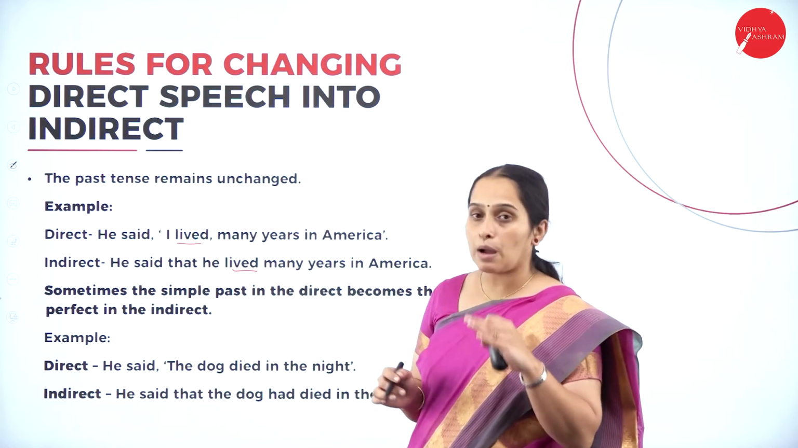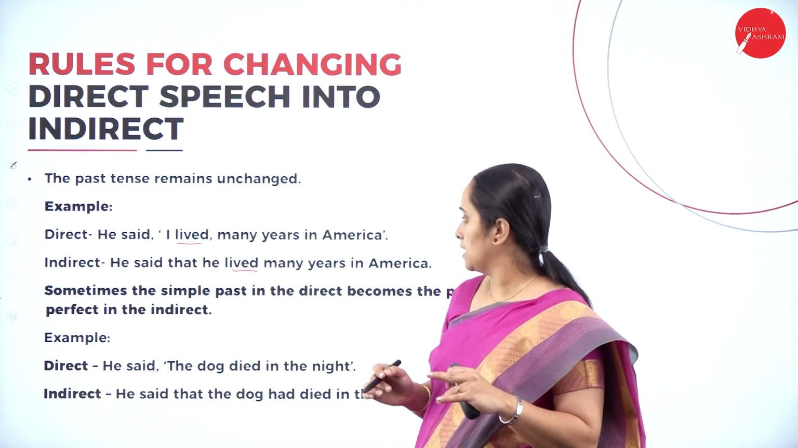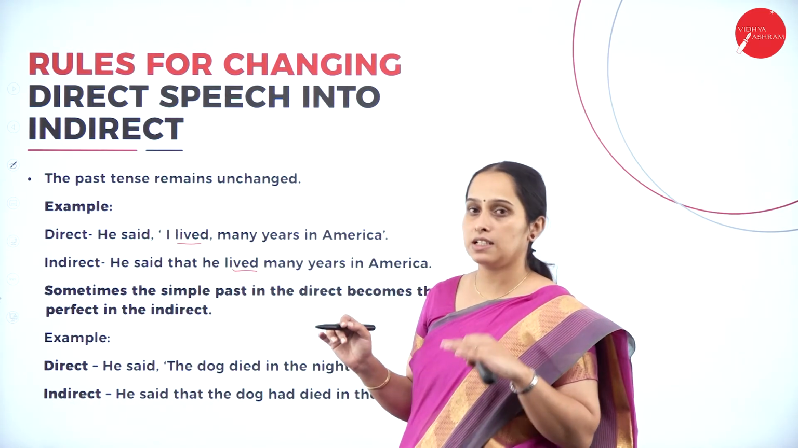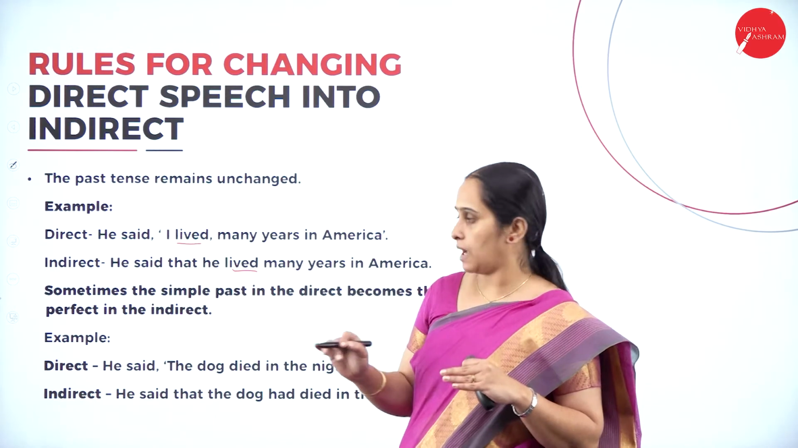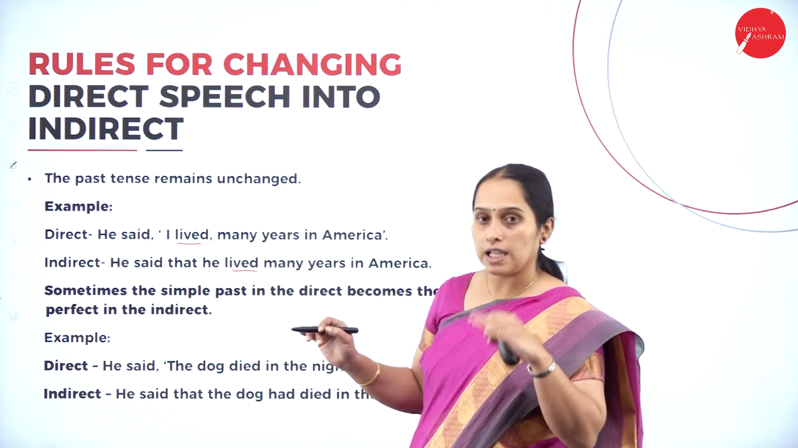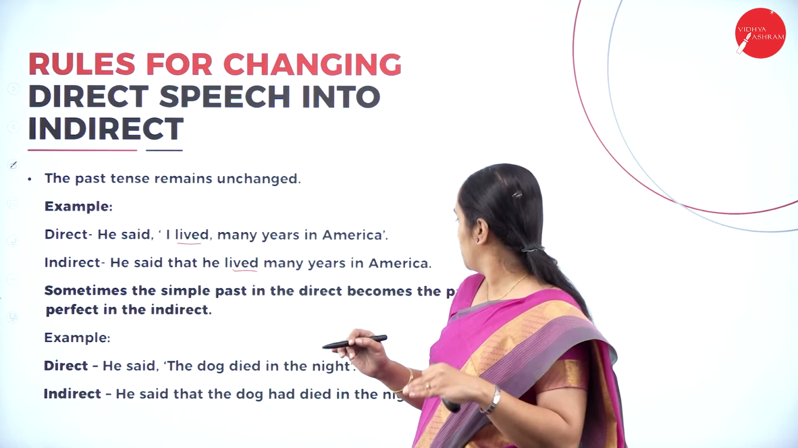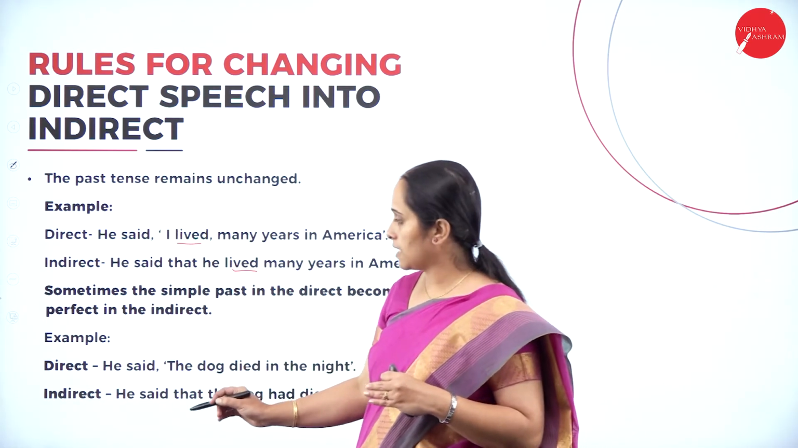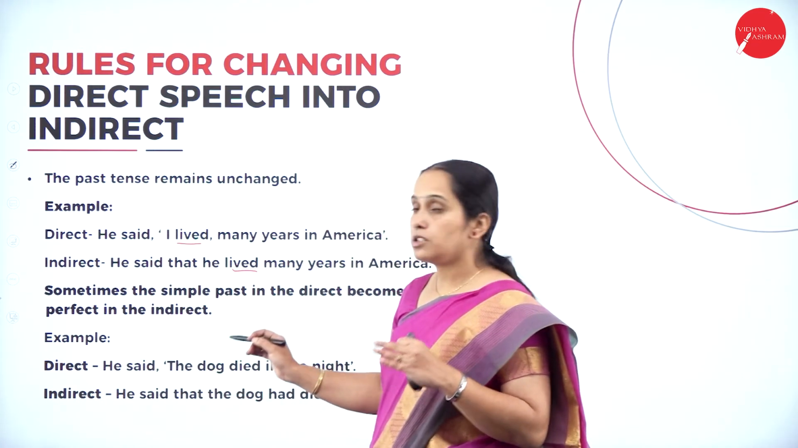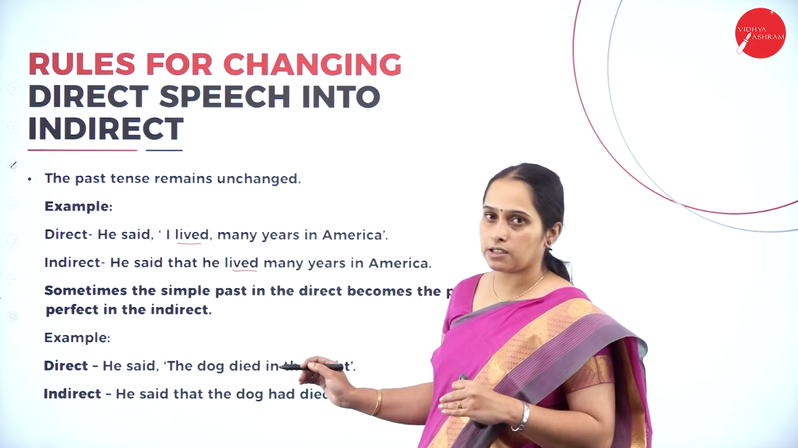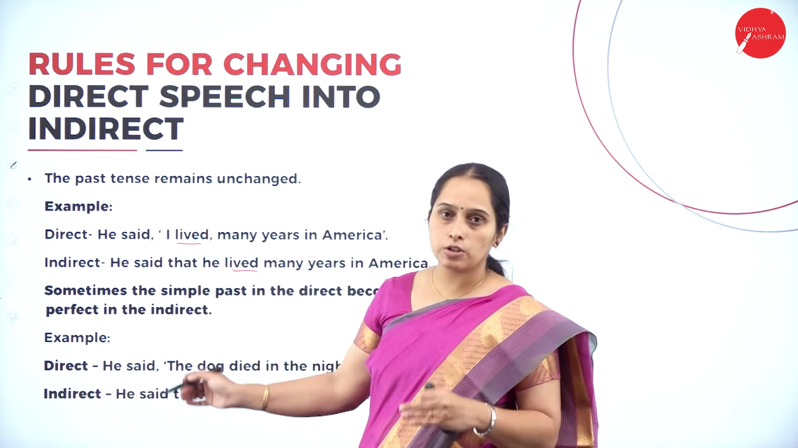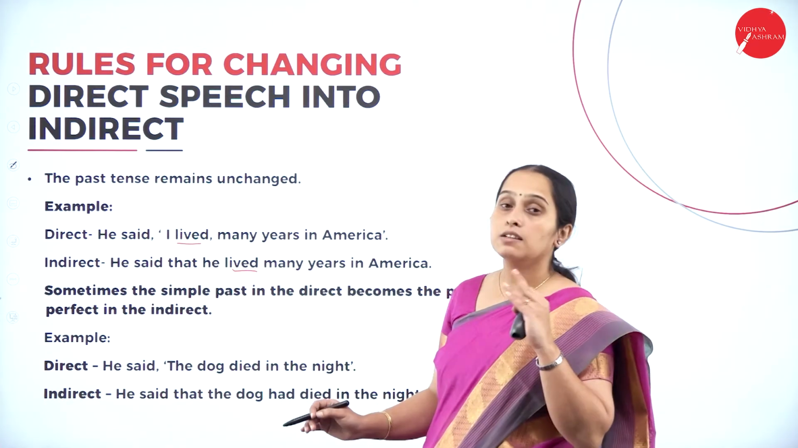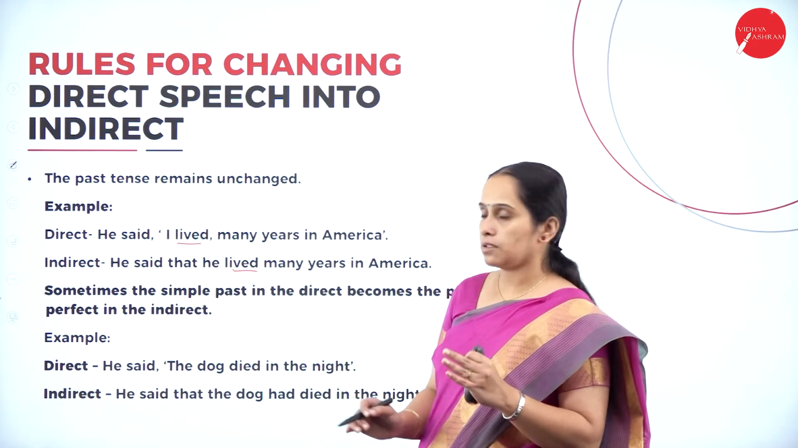Lived. Sometimes the simple past tense in the direct speech becomes the past perfect in the indirect speech. This is only sometimes. So here is the example: He said, "The dog died in the night." When we change it into indirect speech: He said that the dog had died in the night.